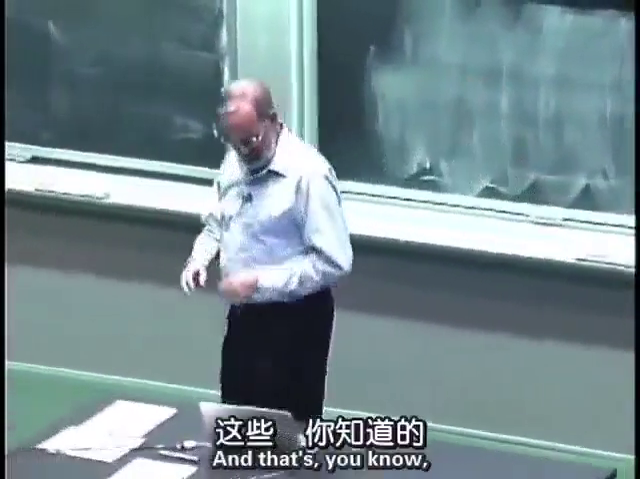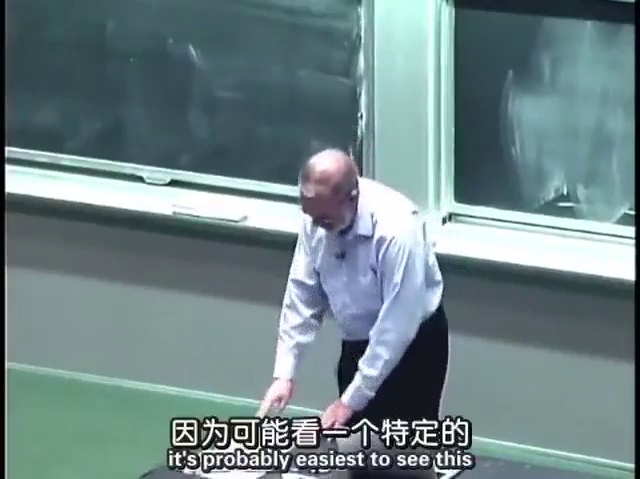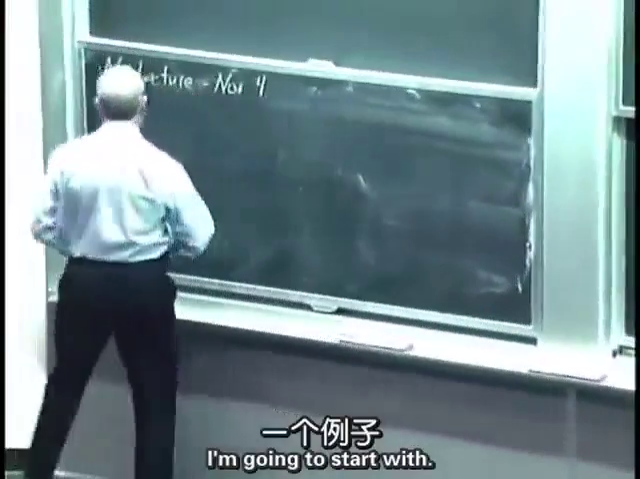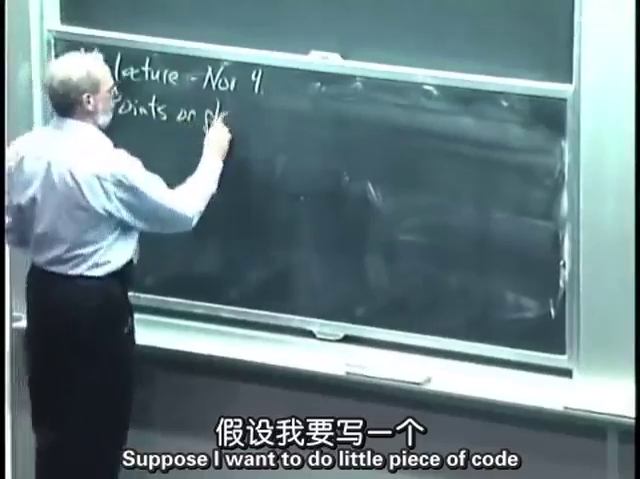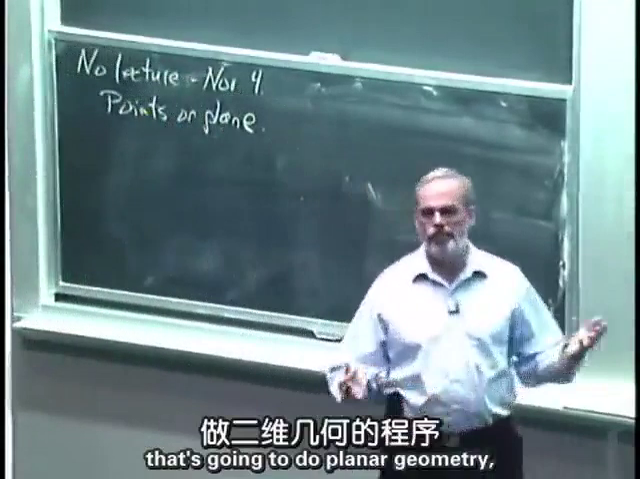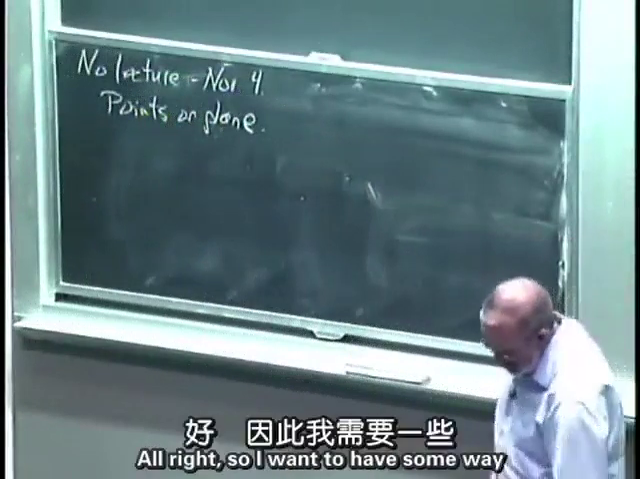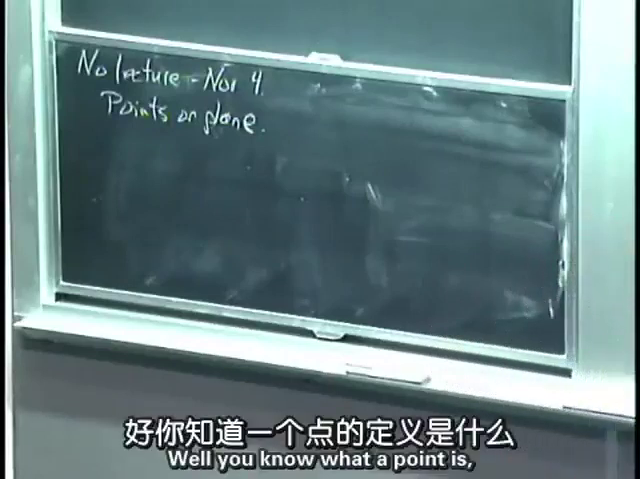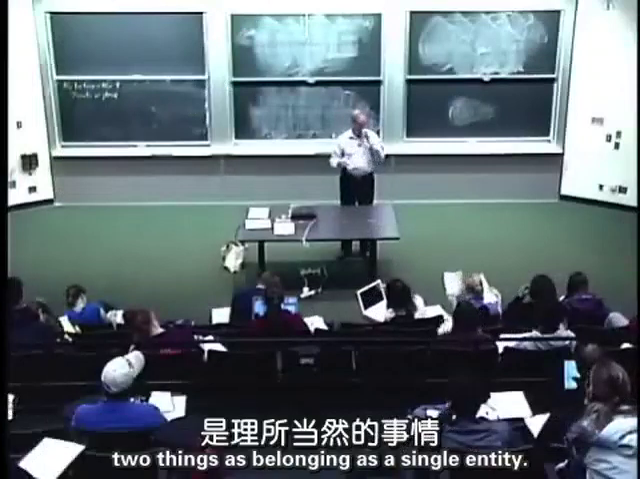That's saying a lot of words. Let's do an example because it's probably easiest to see this by looking at a specific example. All right, so here's the example I'm going to start with. Suppose I want to do a little piece of code that's going to do planar geometry, points in the plane. So I want to have some way of gluing those things together. Well, you know what a point is. It's got an x and a y coordinate. It's natural to think about those two things as belonging as a single entity.